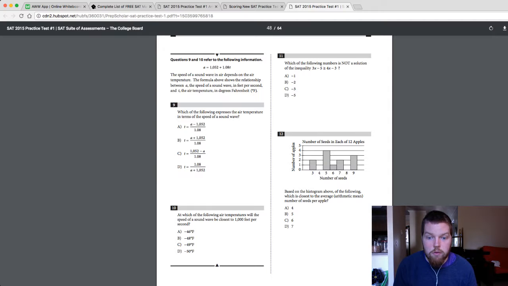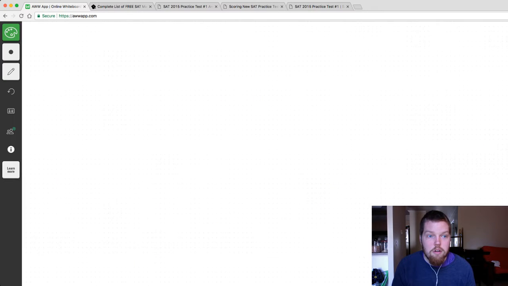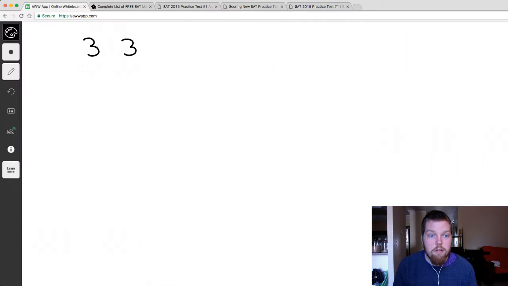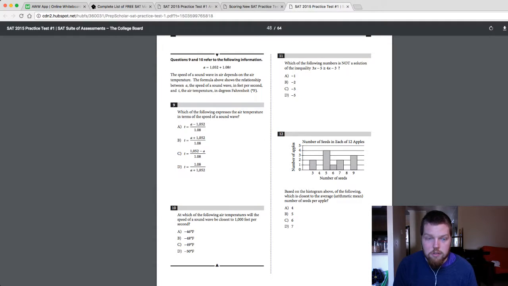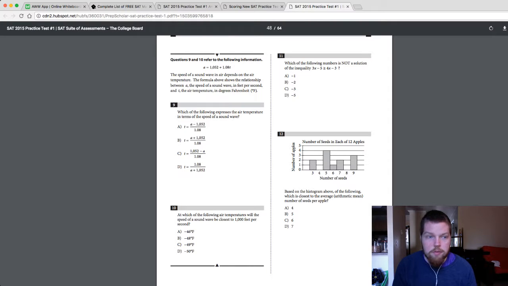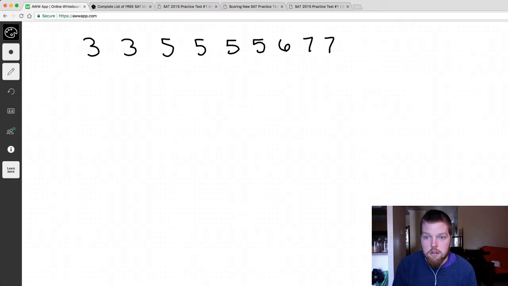So I'm going to write down 3 2 times. 3, 3. Because this apple had 3 seeds, and this apple had 3 seeds. There were 4 apples that had 5 seeds, so I'm going to write 5 4 times. There was 1 apple with 6 and 2 apples with 7. 6, 7, 7. And there were 3 apples with 9 seeds. 9, 9, 9.